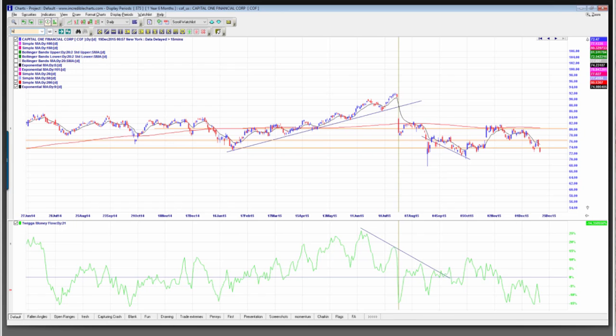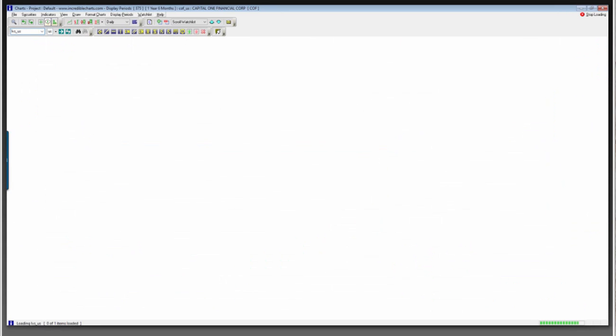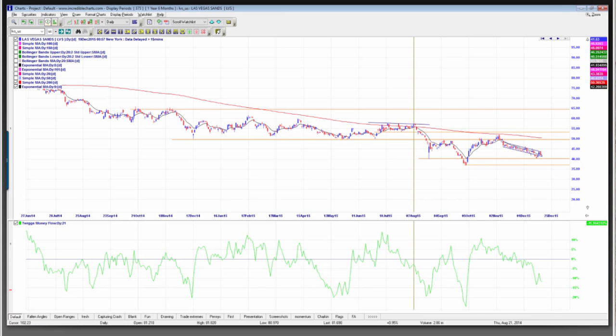Las Vegas Sands, another one, same kind of thing. You just see this constant trend. Look at that. Stock going up, all is good, but the smart money sharply selling off right before it broke down. This is another one we bought puts on.